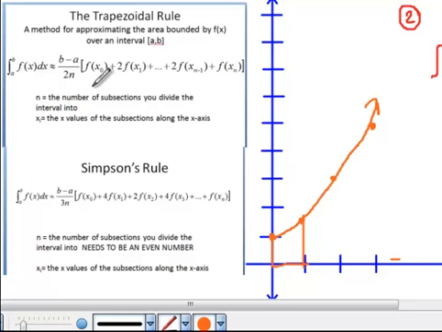You won't be expected to memorize them, but I would give you this formula on the test. So if I ever ask you to approximate the area underneath the function by the trapezoidal rule, you will have this available to you, but you will be responsible for knowing what each one of these pieces mean. Okay, so back to the problem.